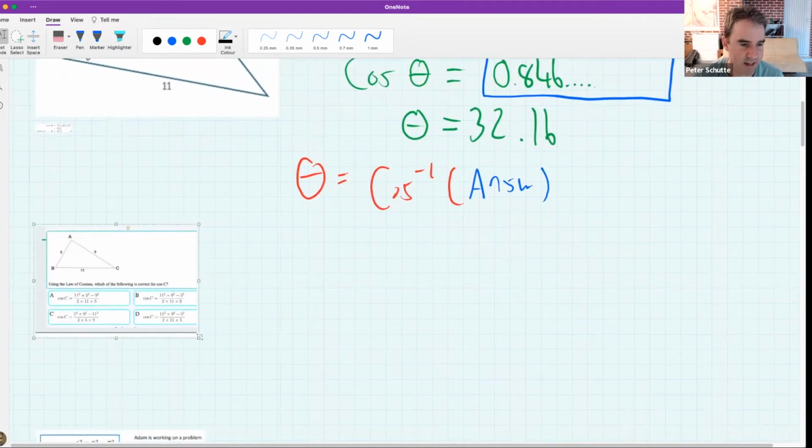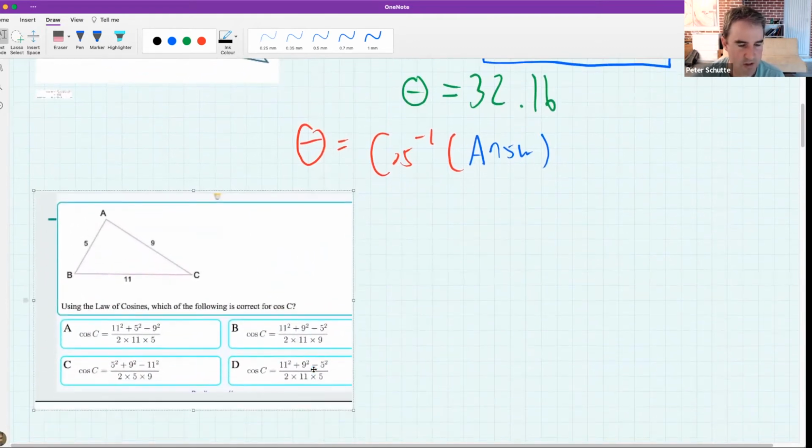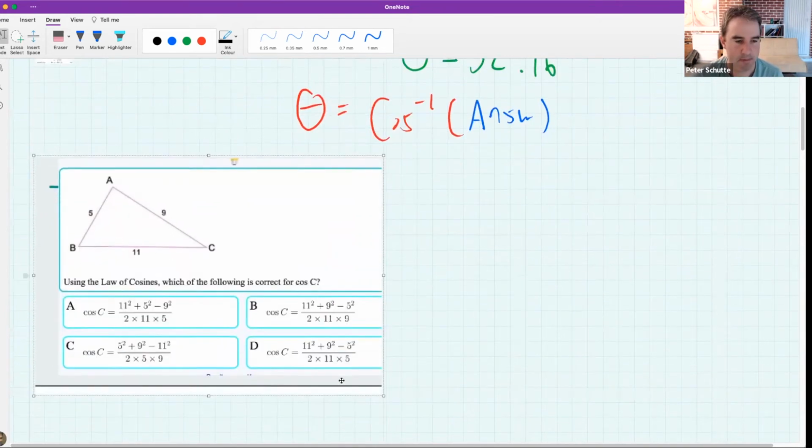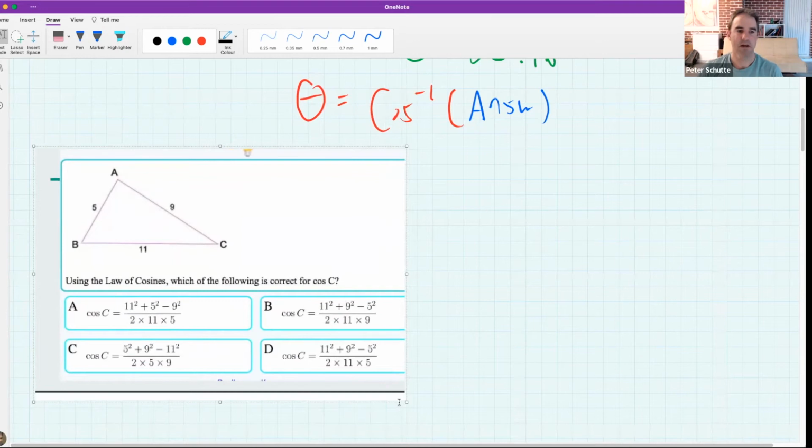This is a multiple choice question. So I want you to choose the correct option. Which of the 4 options is going to be the correct way of writing out the law of cosines for a focus on the angle? We're going to practice this more in the second half of the lesson, so don't worry if you're not getting it yet. We will have more opportunities.